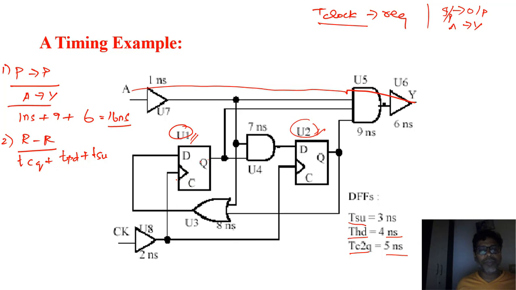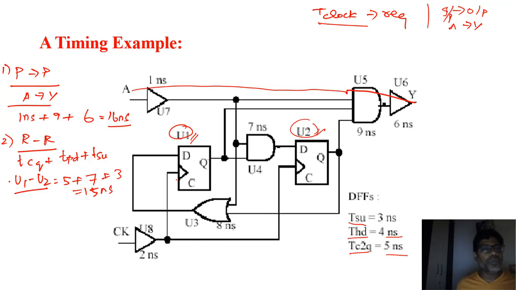Now let's take the path U1 to U2. The C to Q delay is 5 nanosecond. Plus the propagation delay is 7, since there is only one gate here, 7 nanosecond. Then the data needs to be available before the second register by a setup time. The setup time is 3. So totally it is 15. So obviously it is less than 16. So there is no change.